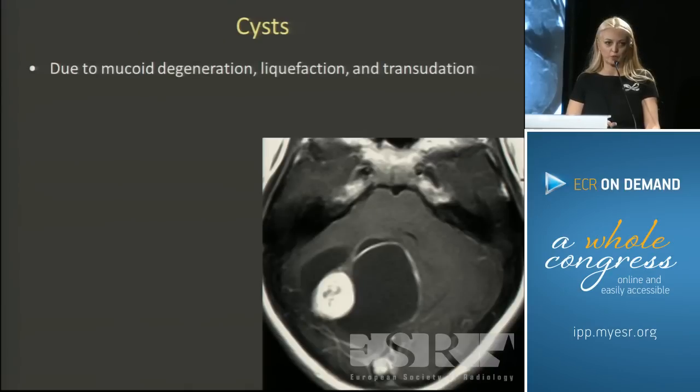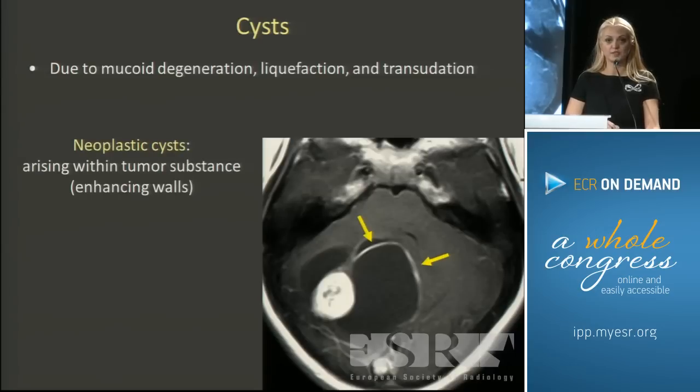What about cystic parts? Well, this is important. This is important with neurosurgeons. You have some tumoral cyst, which is this one, and you will diagnose it if you see a cyst that has actually enhancing walls.